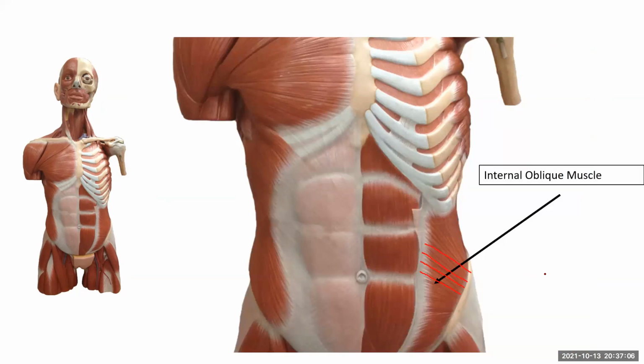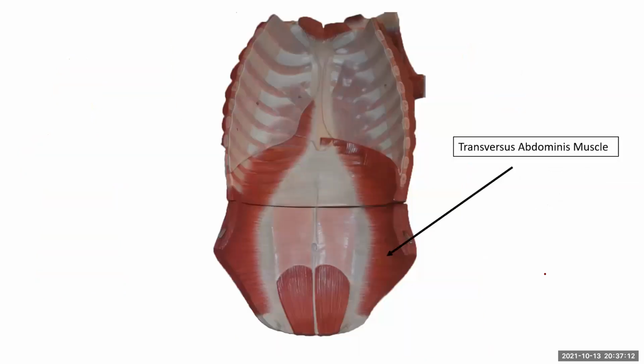Okay, that's the internal oblique. That's going to be deeper to the external oblique. And we've got another muscle that's deep to the internal oblique, and that's called the transversus, because the muscle fibers move in the transverse plane, side to side. That's called the transversus abdominis. Notice, above that line that I just drew, that's where the ribs are. Below that line, there are no ribs there. So that's the transversus abdominis.